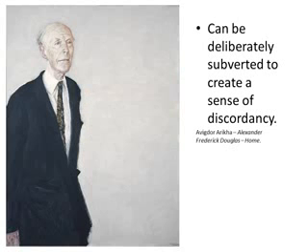Balance can be deliberately subverted to create a sense of discordancy. And this is a really excellent example of that. The artist has very deliberately created an unbalanced artwork where everything is over in one part of the artwork, leaving the rest empty. But that creates in itself a very strong impression.